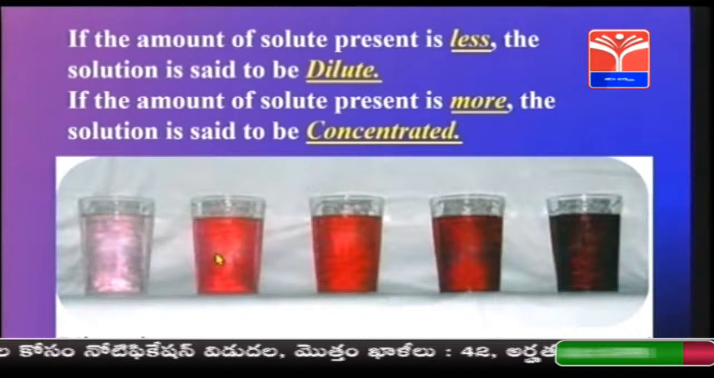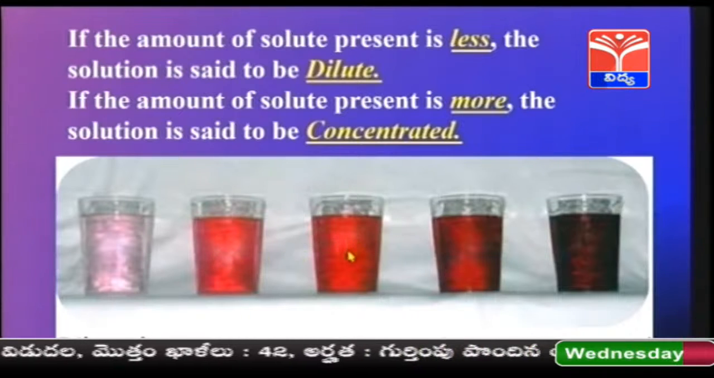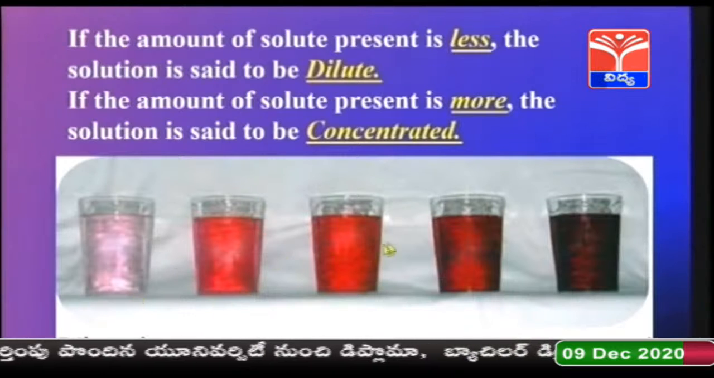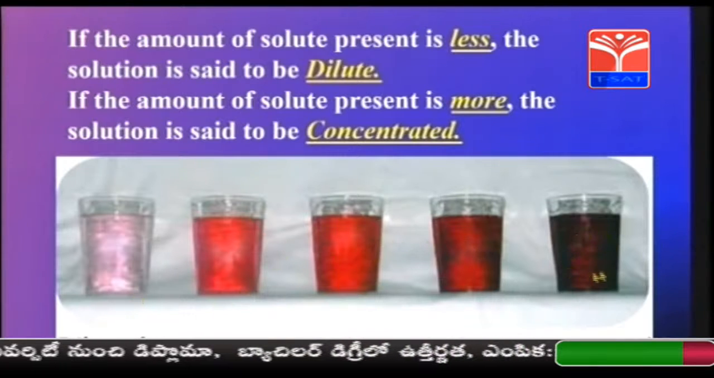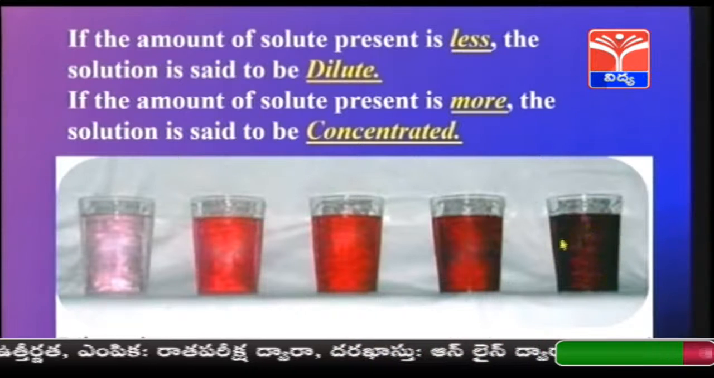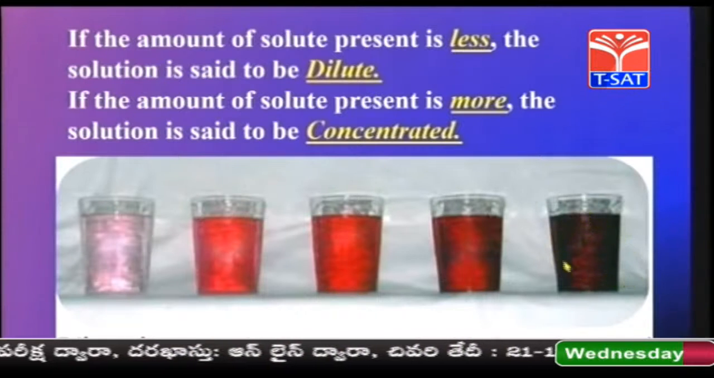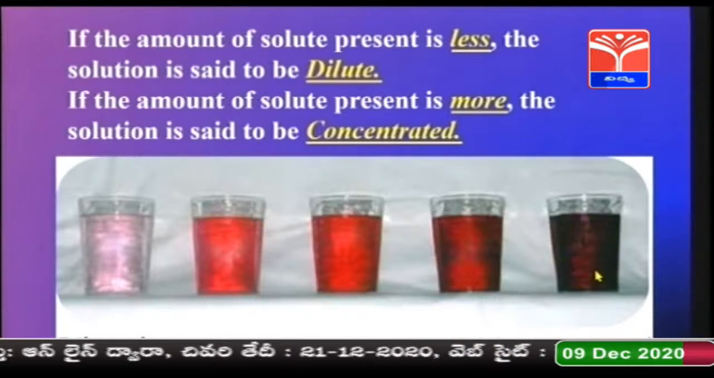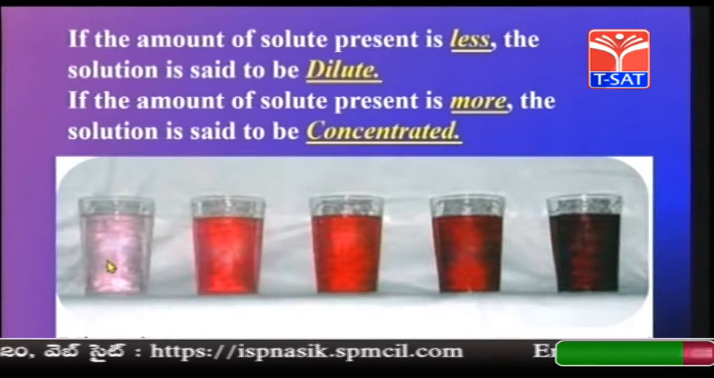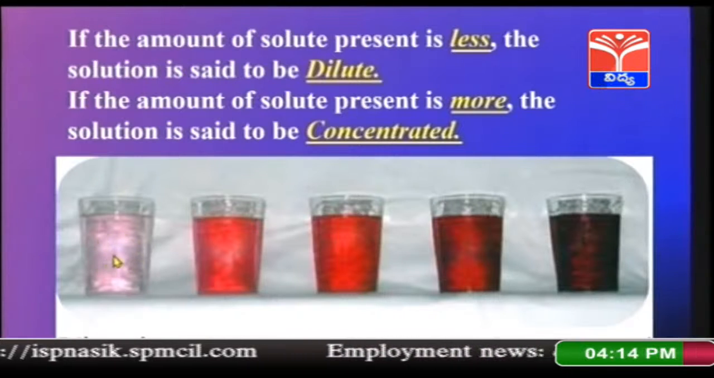Now slowly, when you have added more drops of ink in all these glasses, the color has changed. It has become darker in the last glass. That means more solute is added here, and that is why it is dark red in color. Whereas in this glass we have added fewer ink drops, and so it is light red in color.